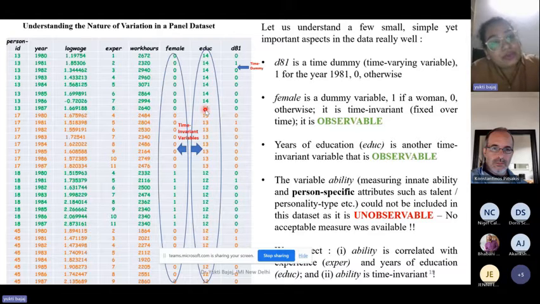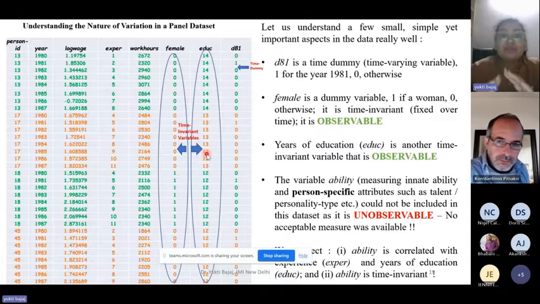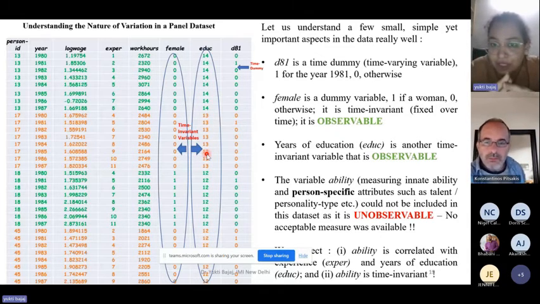Similar is the case with education. If labor number 13 had 14 years of education, it will not change after that, right? That remains the same. So just like the female dummy variable, education becomes a time invariant observable variable. So far, what we have covered is three types of variation, time variant variables, and time invariant variables.